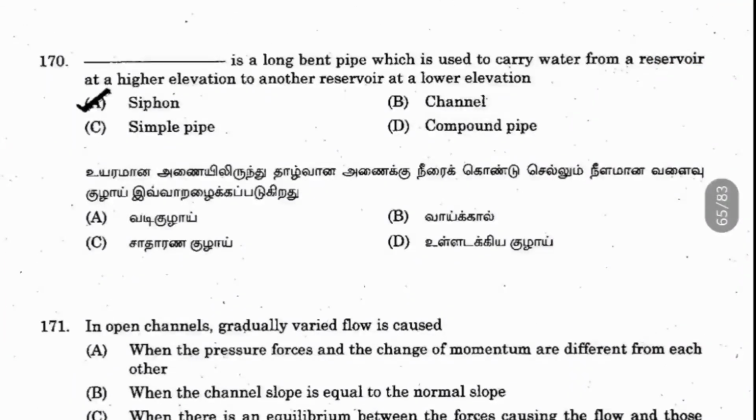170, dash is the long bent pipe which is used to carry water from a reservoir at a higher elevation to another reservoir at a lower elevation. So if it is from high to low, you go for the siphon only. If it is the reverse, you can go for the inverted siphon.